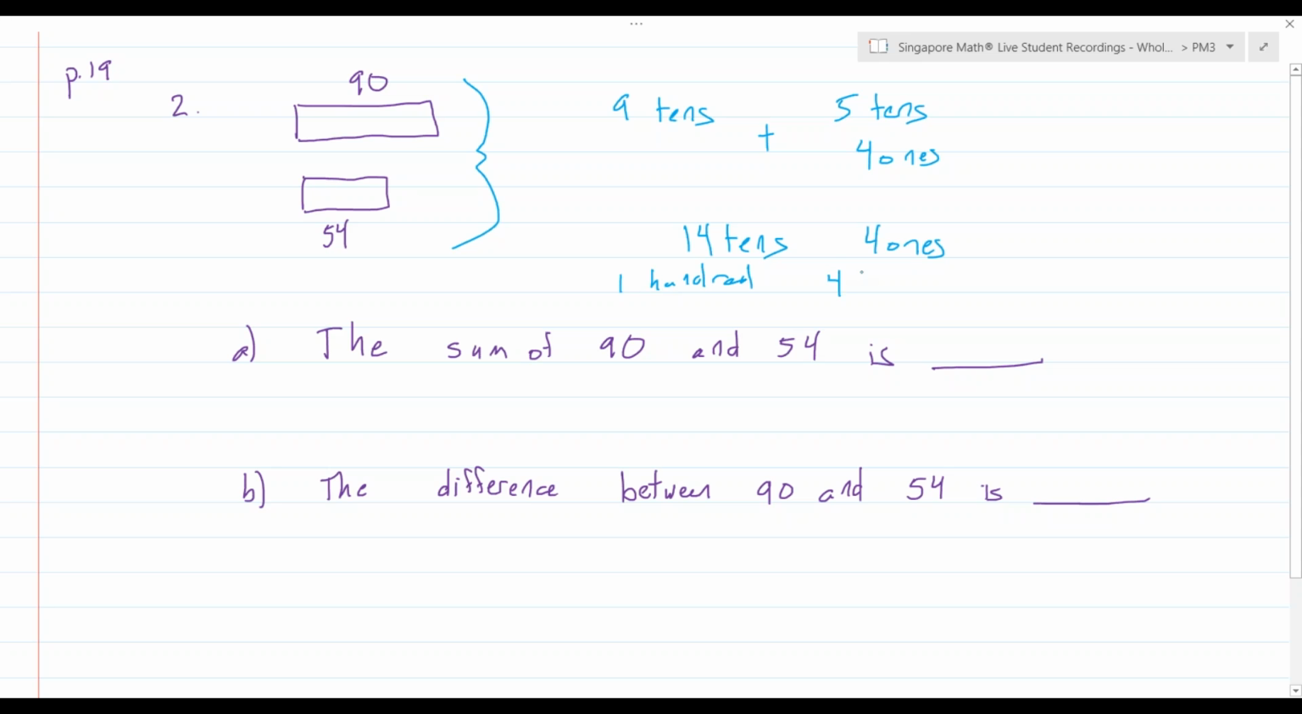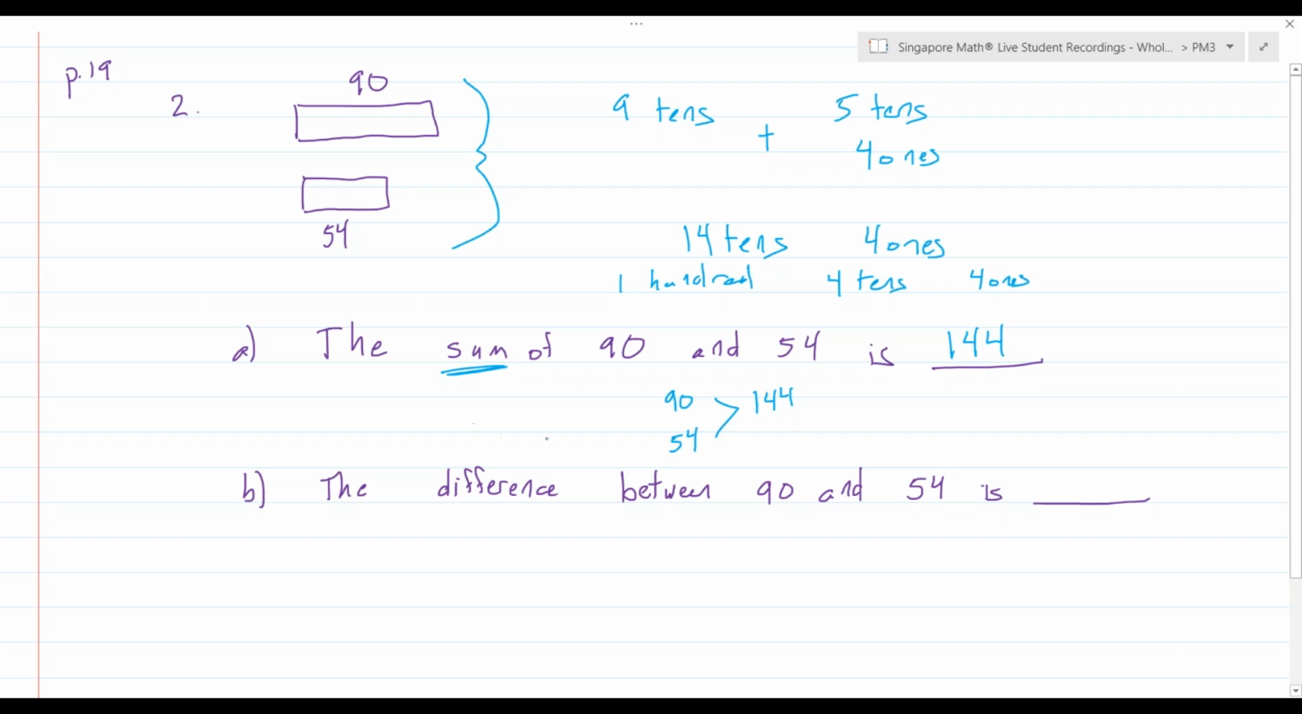4 tens and 4 ones. Don't forget when you're adding, when you're finding the sum, you can think in terms of tens and ones like we've done. So 14 tens, 4 ones, or 144 looks like that. And don't forget, it's like we've done a long time ago where you make a number bond and say, if I put those together, 90 and 54, the sum, putting them together, makes 144.